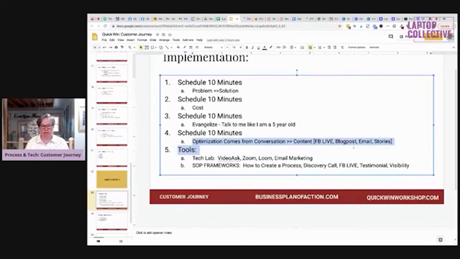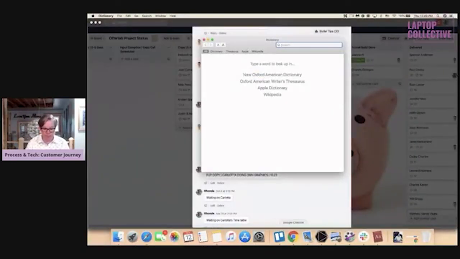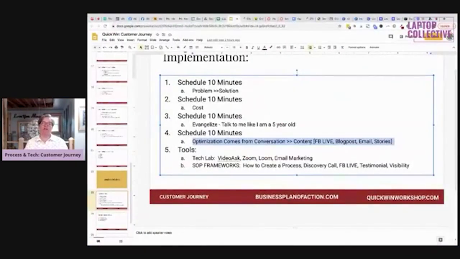Optimization comes from conversation. So again, if you have not already started having conversations with your customers, we can start doing that with content, Facebook Lives, blog posts, email your people, email their problem, tell them what they're having a problem with, tell them a story, right? Or even, I say stories meaning Facebook Messenger, or Facebook stories, or Instagram stories, right?